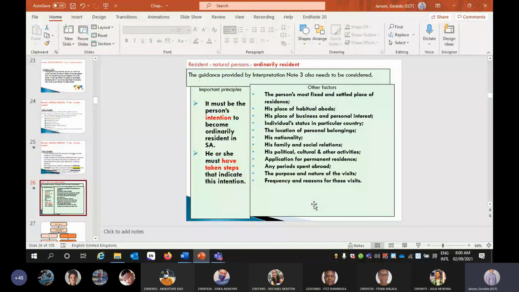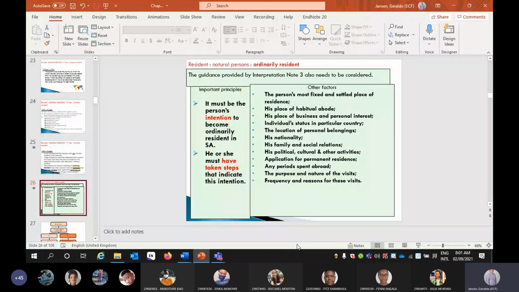Now let's look at what is contained in the interpretation note. The important principle is that it must be the person's intention to become an ordinary resident in South Africa. So guys, if you are from another country and you immigrate to South Africa, then we will look at, is it your intention to become a South African resident? And what would we look at? We will look at those factors shortly.